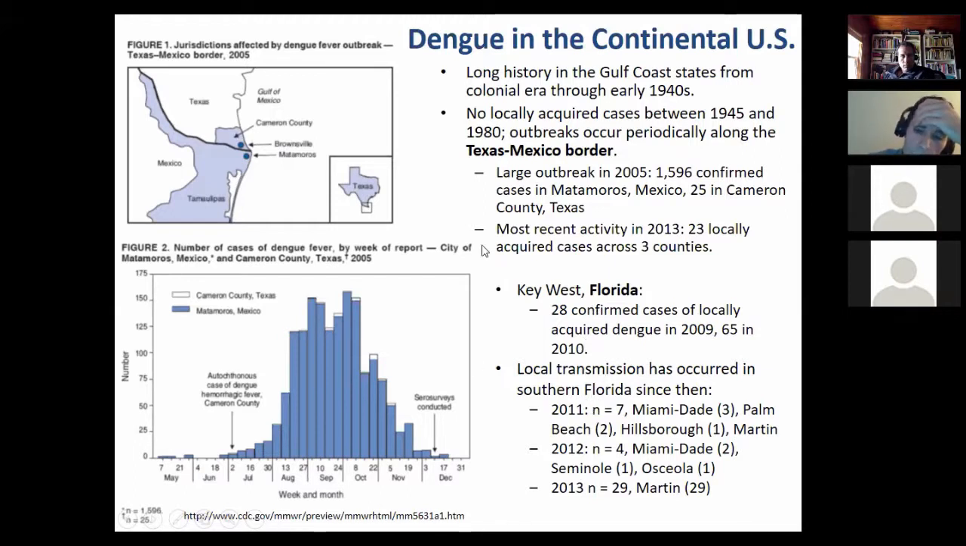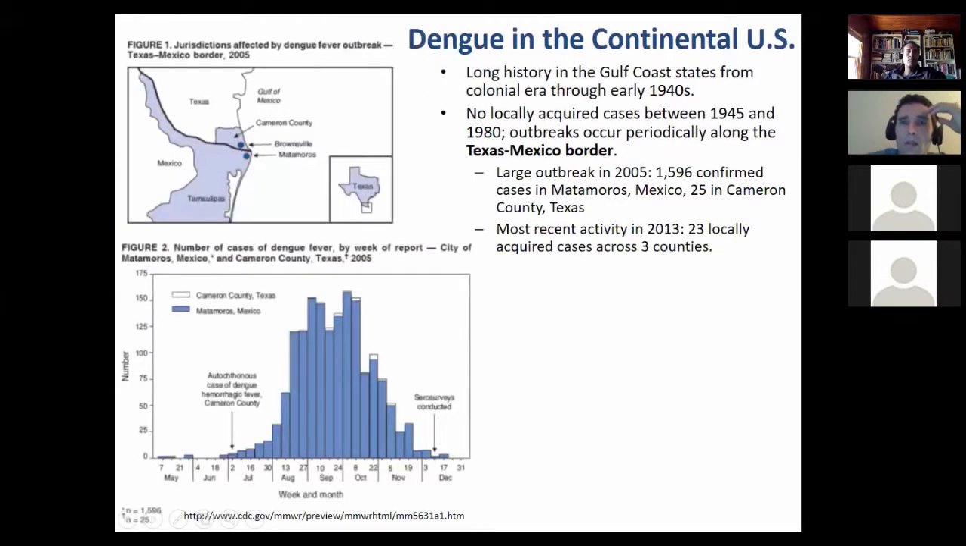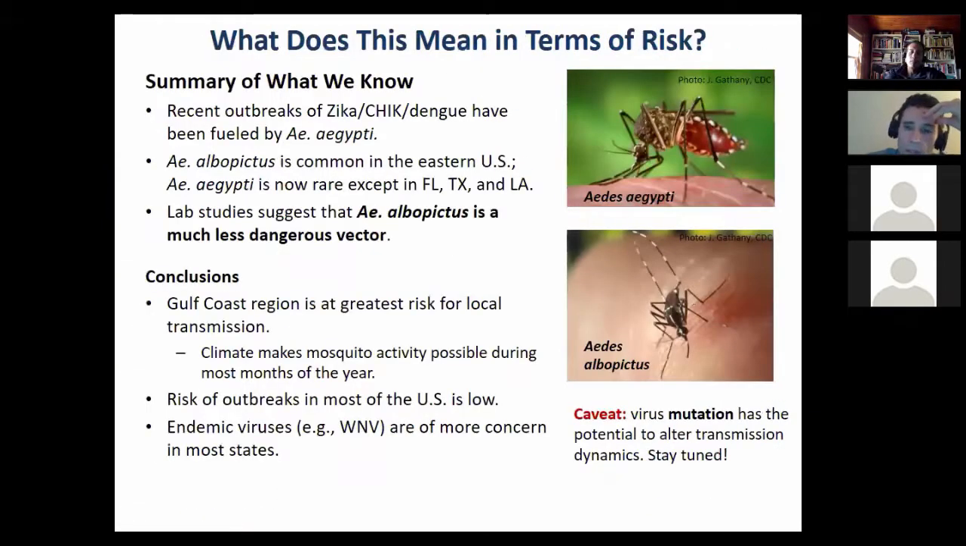So my take-home point is that if we go back and look at this map, these are happening in the same places as you're seeing in southern Texas and southern Florida, as the Zika cases this last year. So going forward, I think those are the places where transmission is most likely. So I'm going to summarize what we know for these 3 diseases. Recent outbreaks have been fueled by the top vector, Aedes aegypti. We don't think albopictus has been involved, even though in laboratory studies we know it can transmit the virus, but it doesn't seem to be as efficient of a vector in natural conditions.